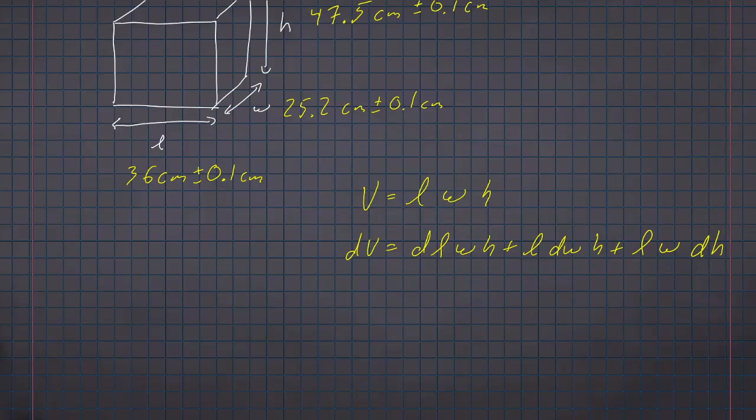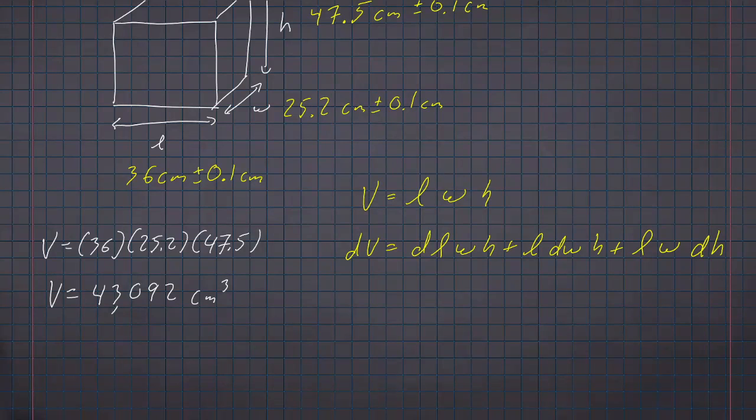So knowing my numbers, my volume itself will be 36 times 25.2 times 47.5. And my calculator is quite happy to tell me that when I punch all of that stuff in, I get 43,092 cubic centimeters.